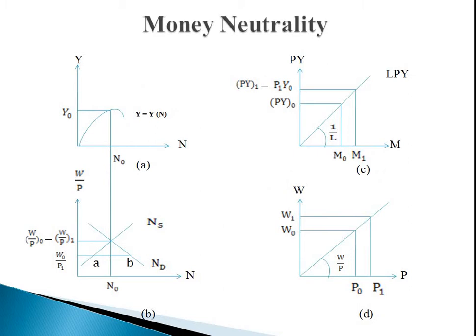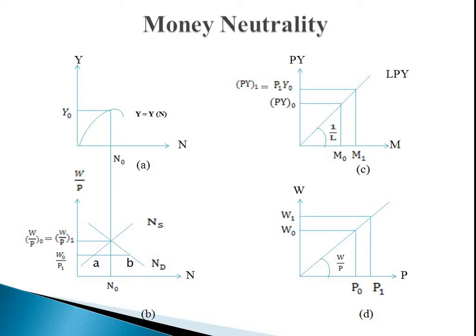To understand money neutrality, we consider the diagram we had used earlier for the graphical representation of the classical model. We are familiar with this diagram, which consists of four parts, as we can see, parts A, B, C and D. Parts A and B represent the real part of the model, and parts C and D represent the monetary part of the model.